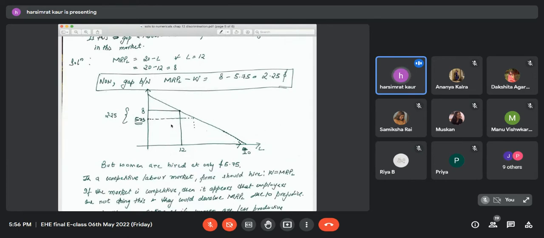You just have to mark this. We don't have to find out how much labor there would be at 5.75. We don't have to do this. We will just stop at this point. Okay, 8 minus 5.75, this 2.25 is the difference. That is what we are looking into. They have asked for nothing else.